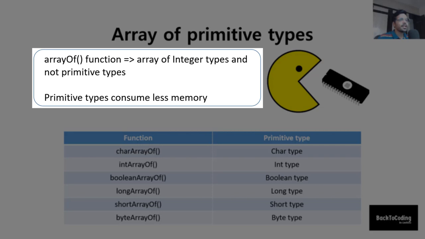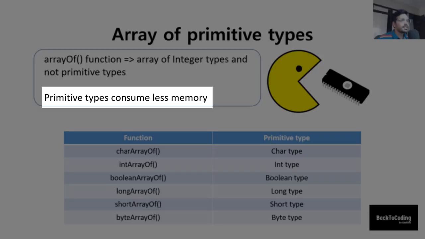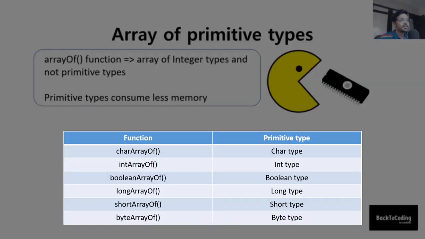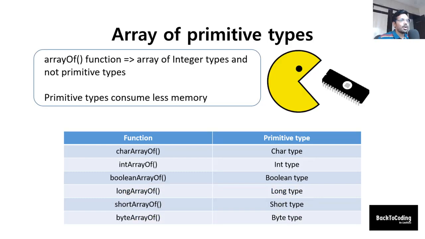Until now, when we were using the arrayOf function, we were creating an array of integer types. That is, the array was a list of object types, which in our case was the Integer class and not primitive types. Since primitive types consume less memory, they can be used in an array where there is such a requirement. So in the standard library, there are functions for every primitive type, like charArrayOf for char type, intArrayOf for int type, booleanArrayOf for boolean type, longArrayOf for long type, and so on. Also, it is said that using primitive types boosts the performance of the project. Let's see how to use them.